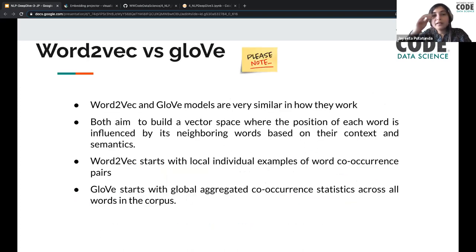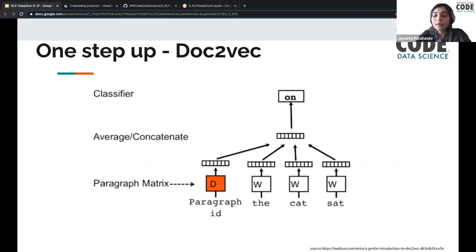Great, so just keep in mind that Word2Vec and GloVe models are kind of similar in how they work. The aim of both models is to create that vector space that we have been talking about for so long, but how they do it is different. Word2Vec finds local individual examples for co-occurrence, and GloVe uses global aggregated co-occurrence statistics across all your corpus. We're not going to go deep into Word2Vec today, but now that you know the baseline understanding of Word2Vec and GloVe, Doc2Vec is just one step up from it.